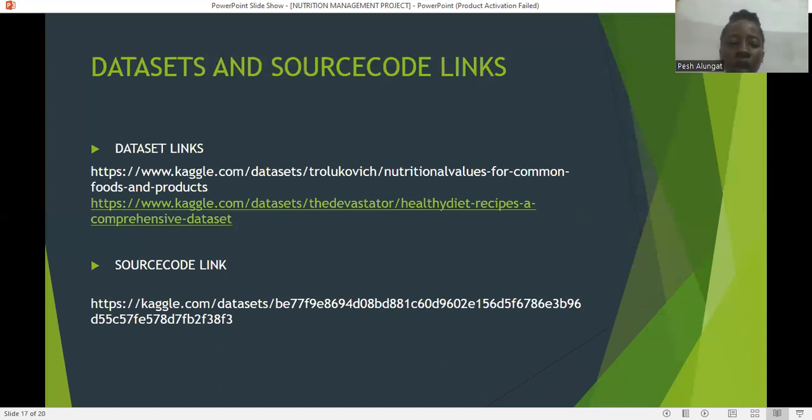So these are some of the links taking you to the data sets I chose, and I managed to upload my code, or the working code for this system, to Kaggle, and that is the link you will also obtain from the term paper.